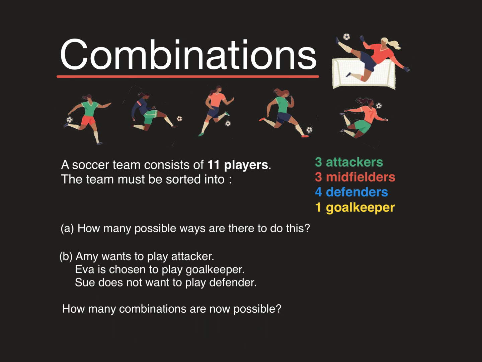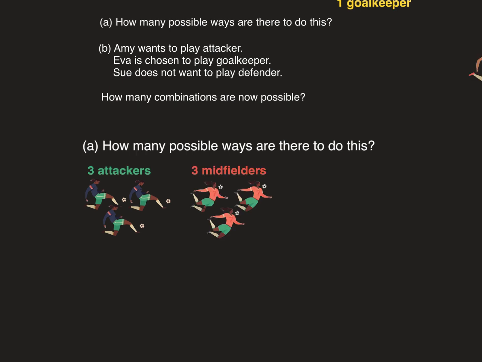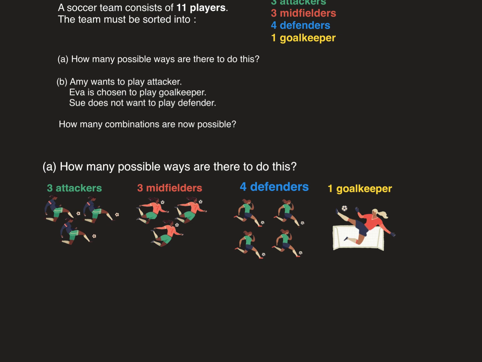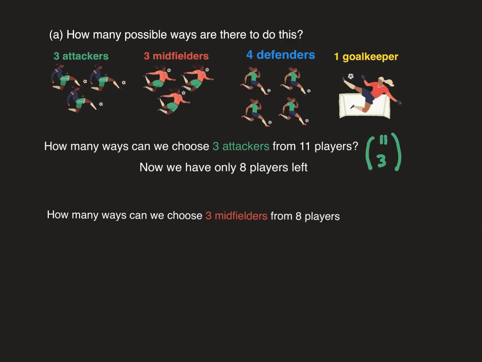Well, we're going to tackle the very first one. How many possible ways are there to do this? We want 3 attackers, we want 3 midfielders, we also want 4 defenders, and 1 goalkeeper. So how many ways can we choose 3 attackers from 11 players? We use the combination rule and we say we choose 3 from 11 players. So now we have only 8 players left. So now we can ask ourselves, in how many ways can we choose 3 midfielders from 8 players?